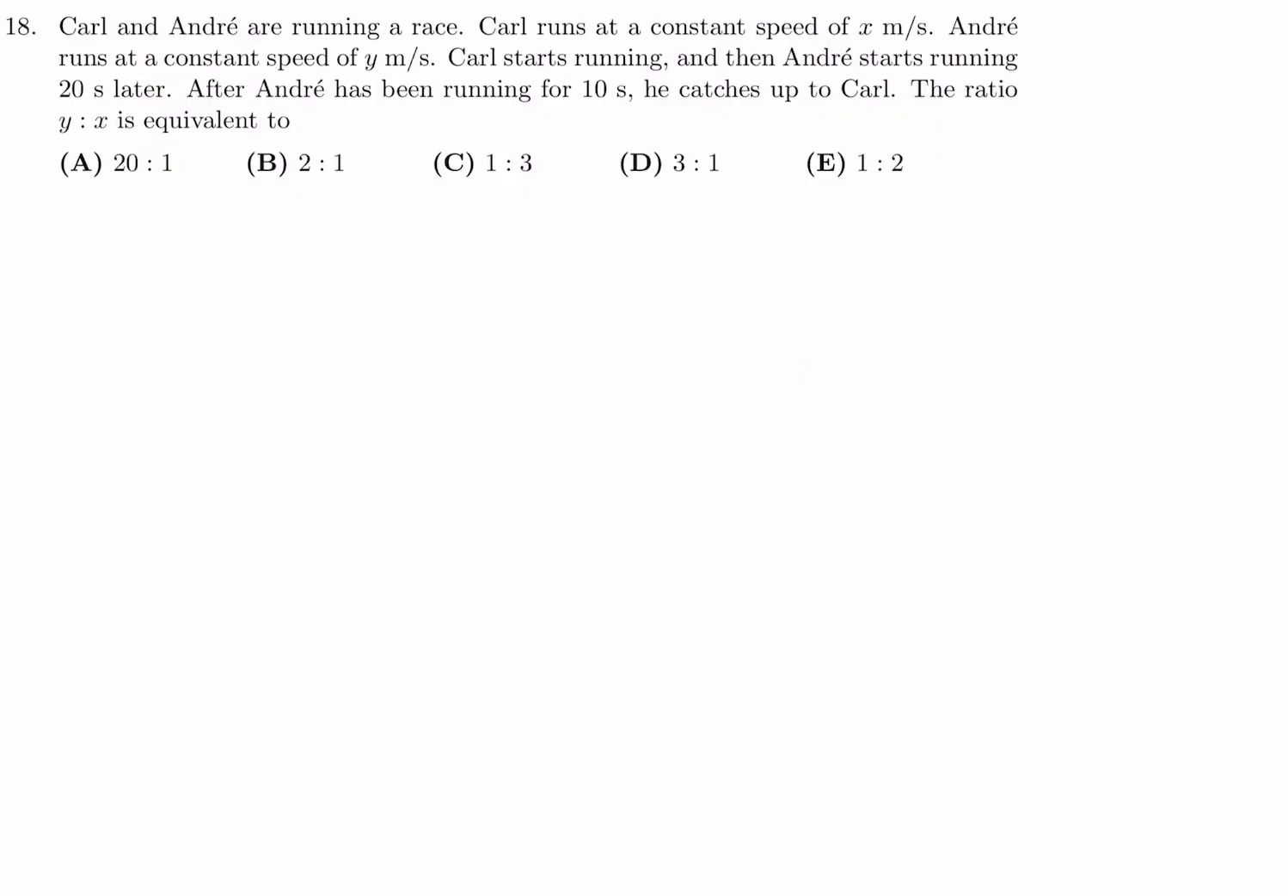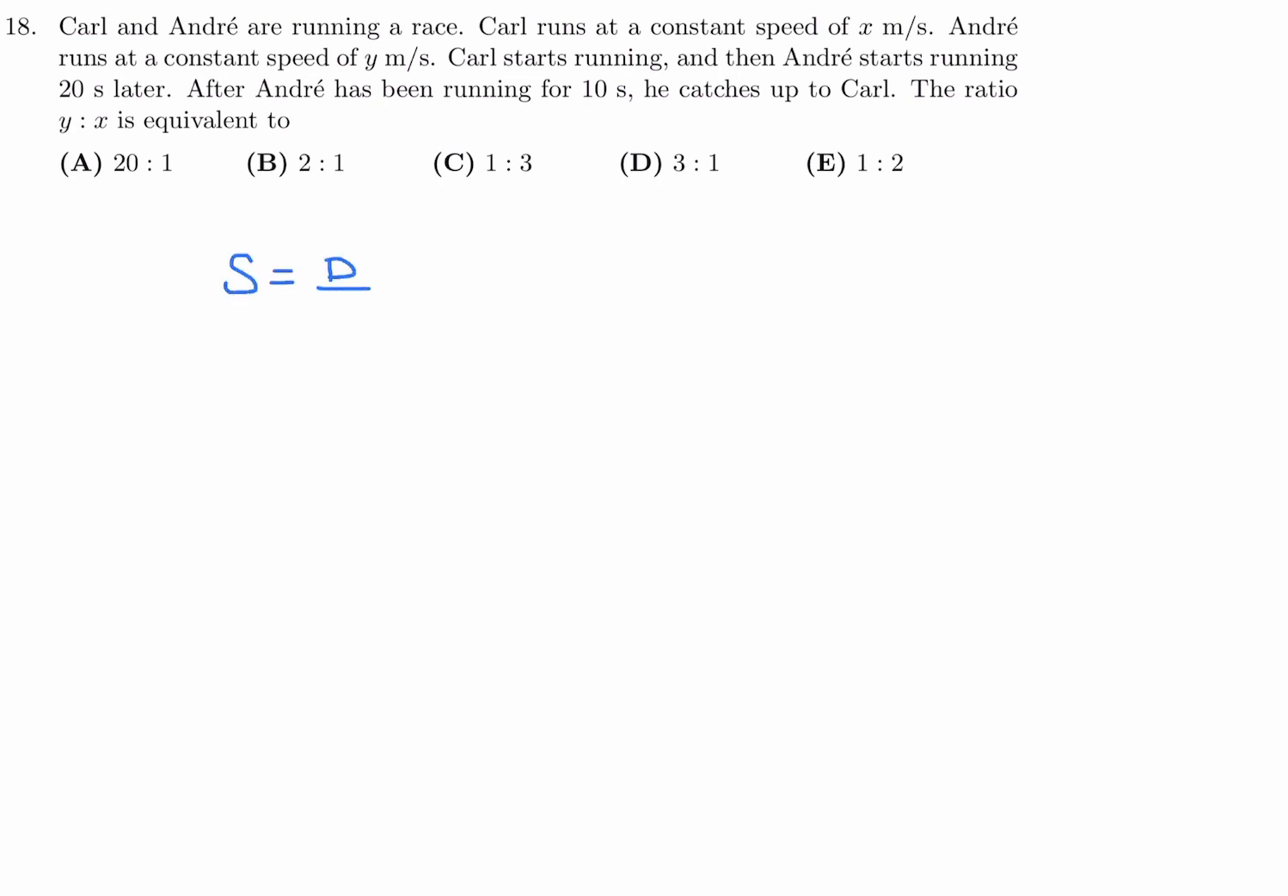Carl and Andre are running a race. Carl runs at a speed of x meters per second. Andre runs at a speed of y meters per second. Carl starts running, and then Andre starts running 20 seconds later. After Andre has been running for 10 seconds, he catches up to Carl. The ratio of y over x is equivalent to.